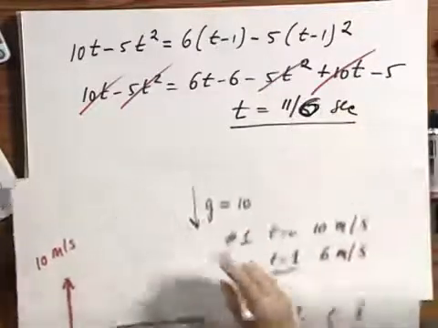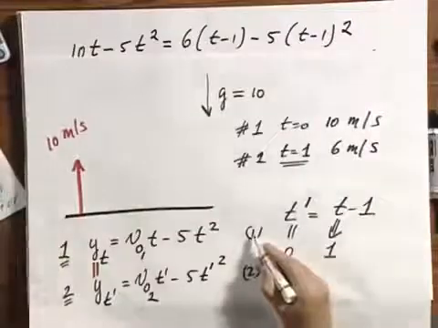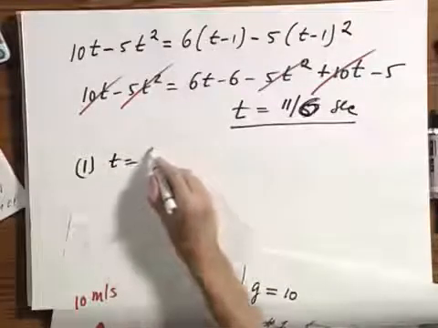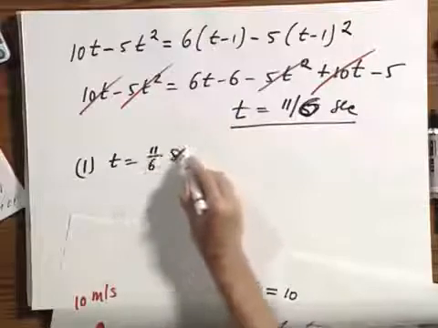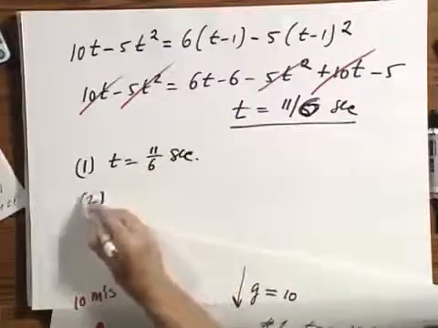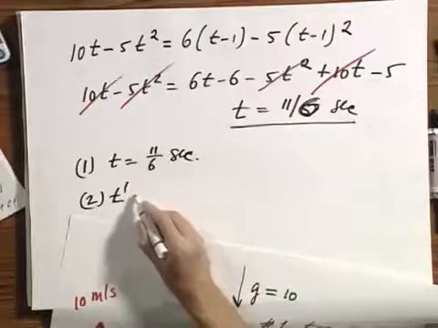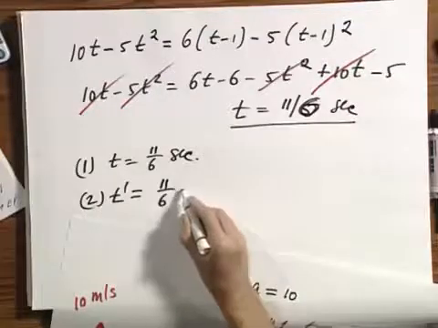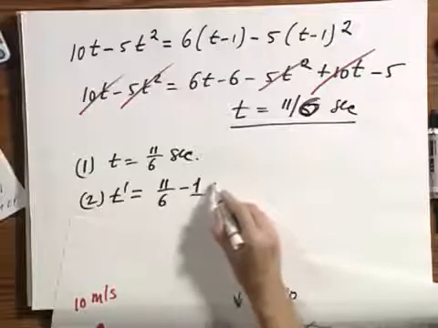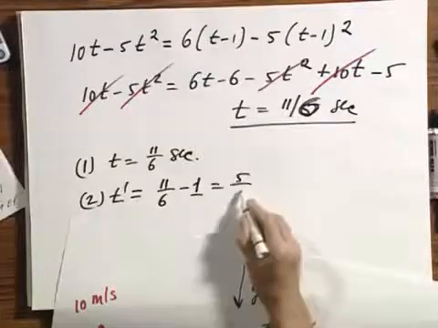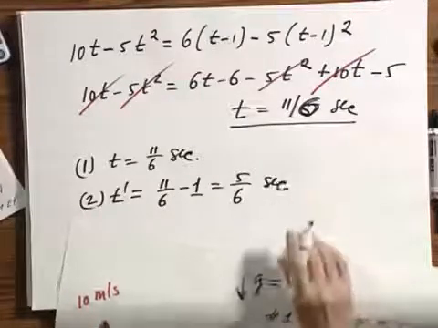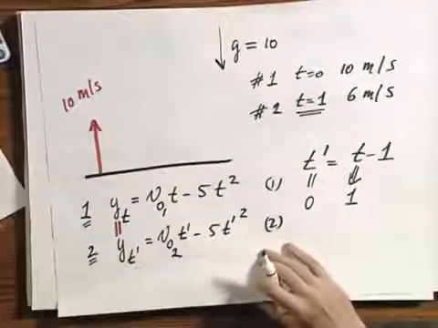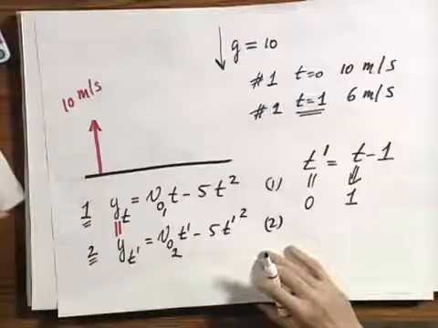So now I go to equation number 1. I substitute in equation number 1 t equals 11/6 seconds. I go to equation number 2 and I substitute in t' equals 11/6 minus 1. So that means that is 5/6 seconds. And I should find that indeed the two objects are at the same position y.